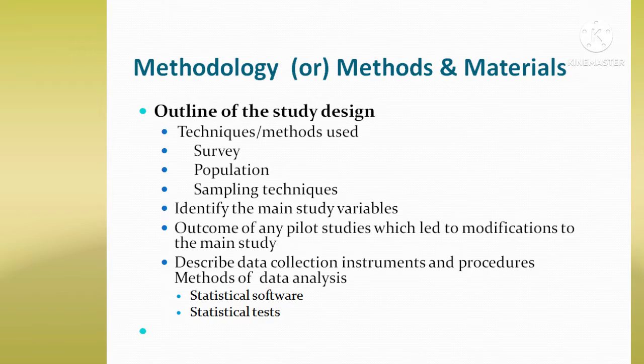Methodology is the heart of your article. You give everything: the methods, tools and techniques you use. Mostly you can use new techniques and new methods; it improves the chance of selection by your journal. So you give all the methods: the sampling size, the population size, and what type of sampling you use.